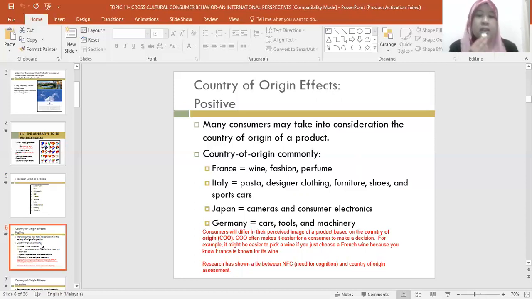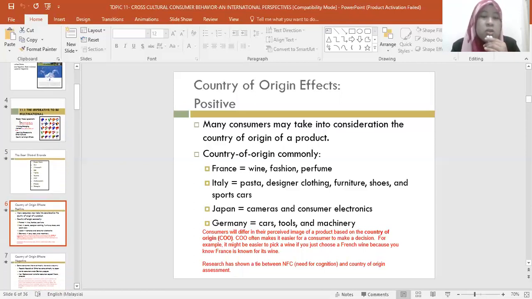This is some of the examples. COO often makes it easier for consumers to make decisions, of course, because we are talking about consideration, what you need, what you want. For example, it might be easier to pick a wine if you just choose a French wine, because you know France is known for its natural beauty. Researchers have shown the time between need for detection and the country of origin assessment.